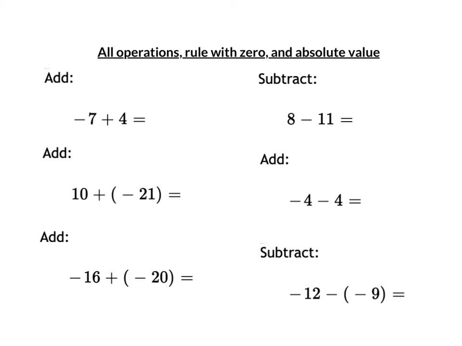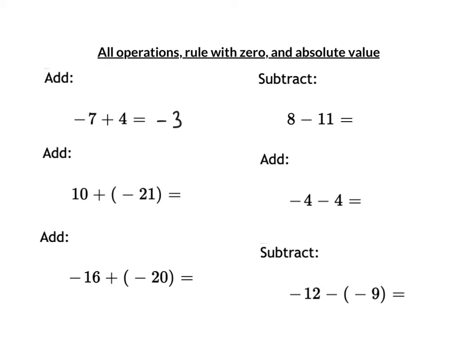Now you can think about it and get it that way, but you could also just think of money. -7 means if it's money that you're in debt, that you borrowed money. If you owed a friend $7 and +4, you gave them $4, then you would still owe them $3. So the answer to this first example is -3.